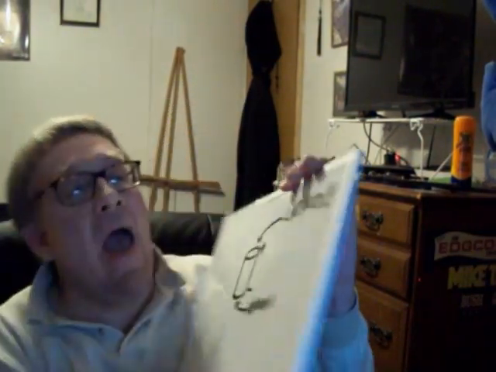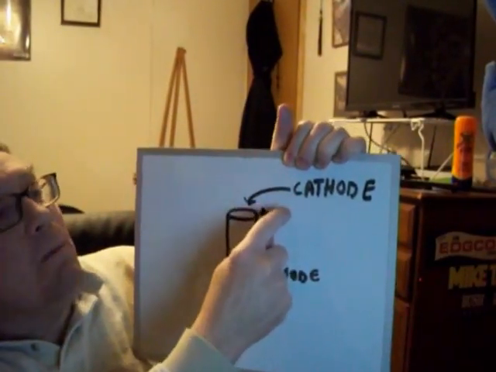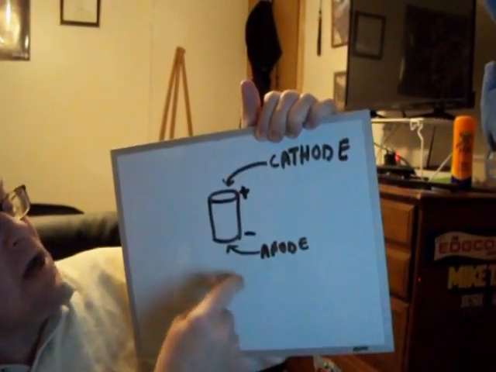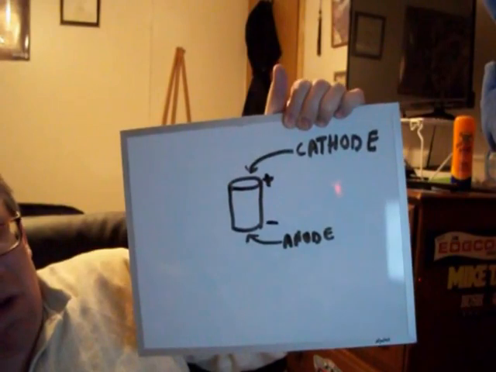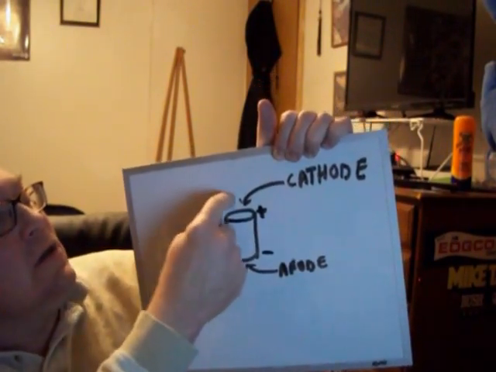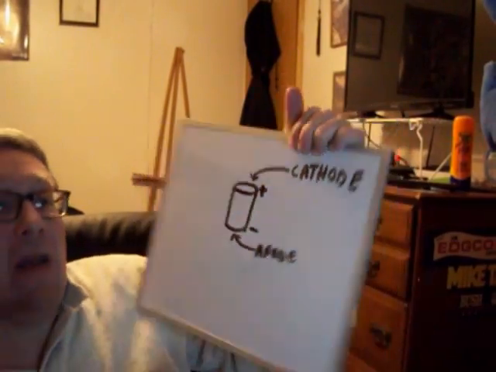Well, this cathode has protons, okay? Has protons. And these protons attract electrons. That's what they do. So, the anode sends a whole bunch of electrons to the cathode.